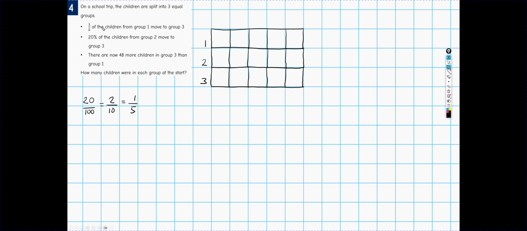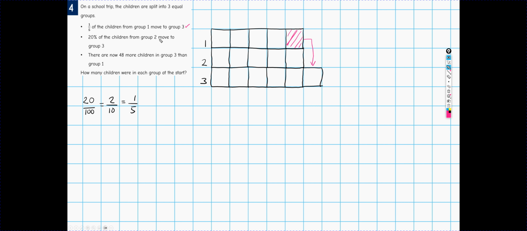Now what happens? Well, 1/5 of the children from group 1 move to group 3. So I'm going to shade in one of these, and that moves from there to there. Okay, I'm going to draw an arrow that I don't need to, but there we go. Okay, so that is gone from there. So there's that many children in group 1 now, these four parts. These children have moved to this group. So we have accounted for that information.